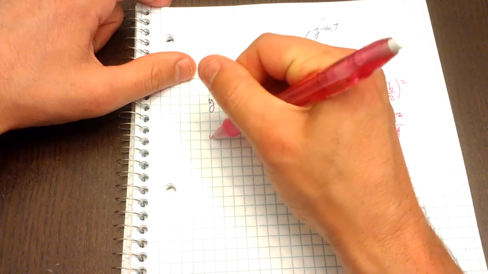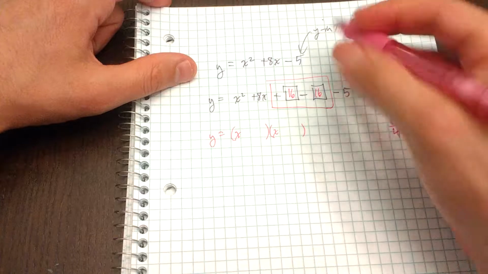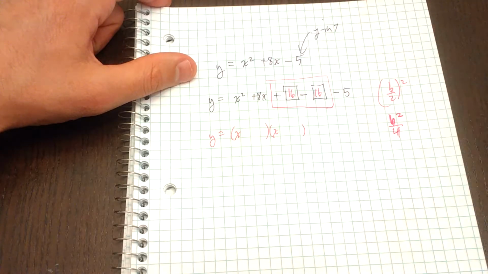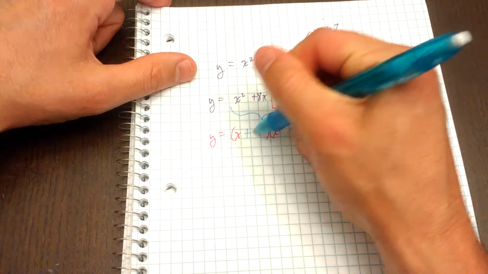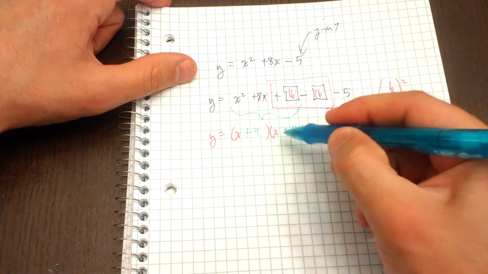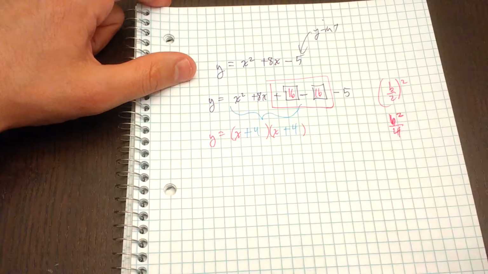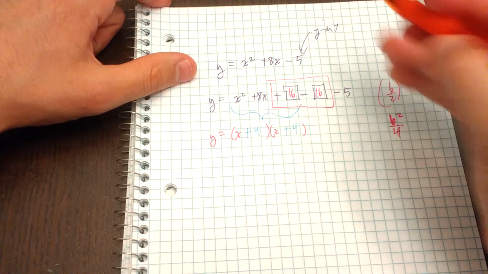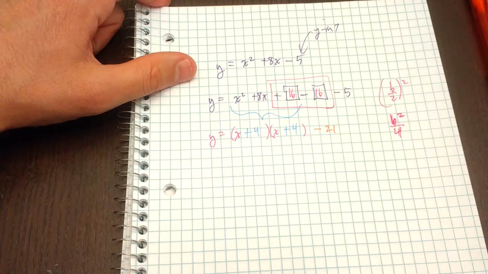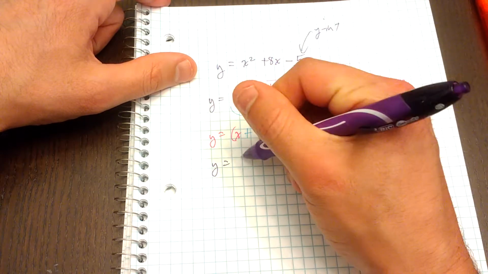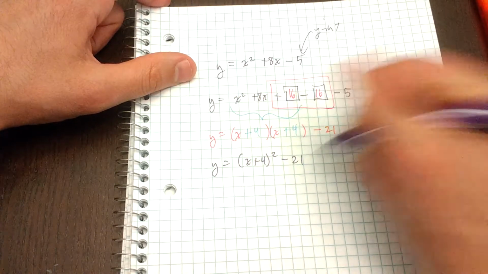So, next step from there, of course, this part is going to factor into these two pieces, x plus 4. Those have to be the same. If they're not, you've done something wrong. And then we have minus 16 and minus 5, so minus 21. And from there we can finish it out. y equals x plus 4 squared minus 21.